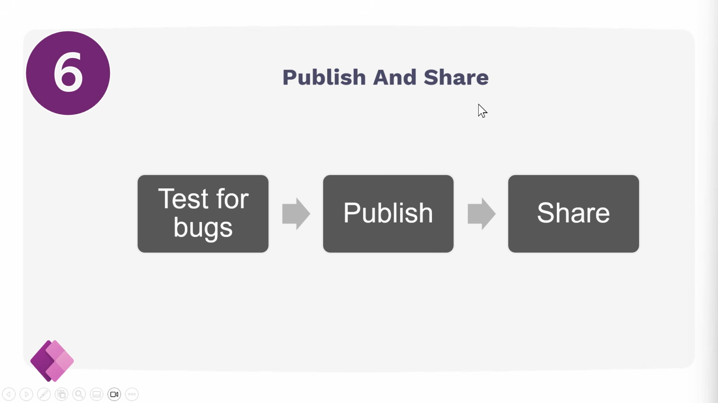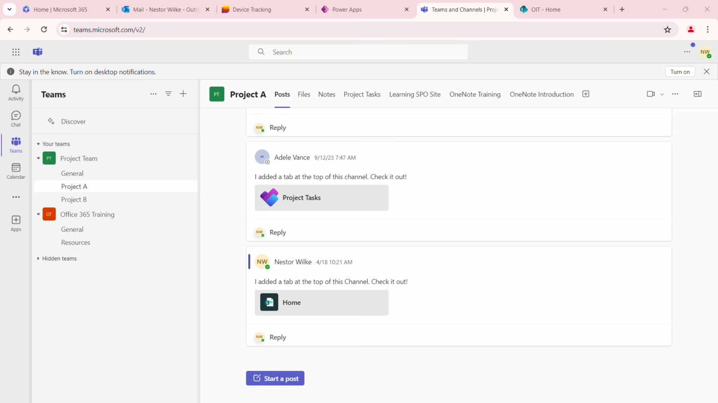So that wraps up lesson 6. We're able to test for bugs. We're able to save or publish our changes. And then we're able to share it and take a look at the email that our recipient receives and their experience while using the actual app as a user as opposed to a co-owner. Now, as a bonus, there are other ways that we can share this app as well.